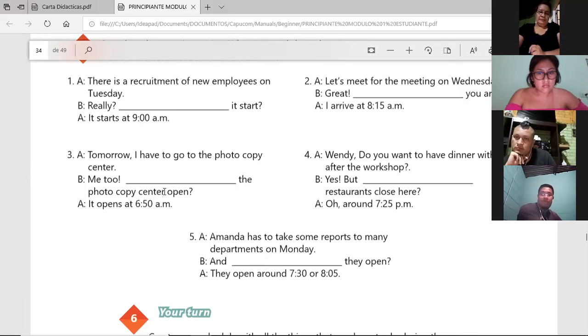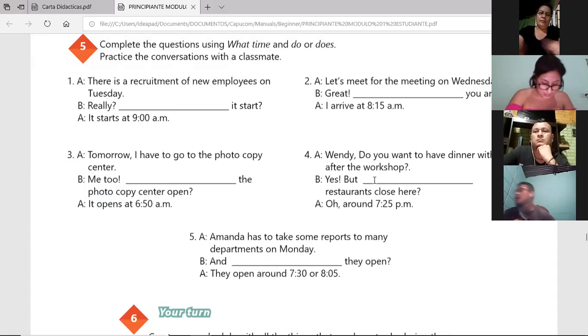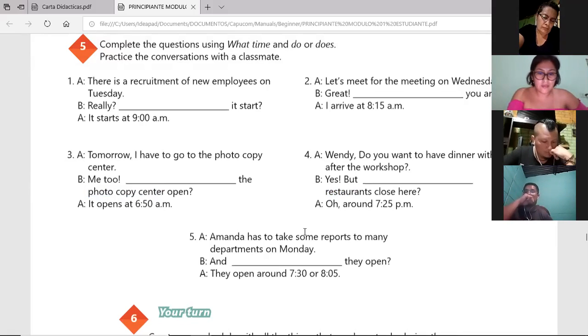Okay, so Tatiana, this is singular, right? Solo hay uno, ¿eh? Center. Pero cuando hablamos de restaurants, tenemos que usar cuál, el do o el does? El do. Okay. Now again. Eso sería yes. But what time do restaurants close here? Okay, what time do restaurants close? Around 7:25. Yes, excellent, Tatiana. Congratulations.